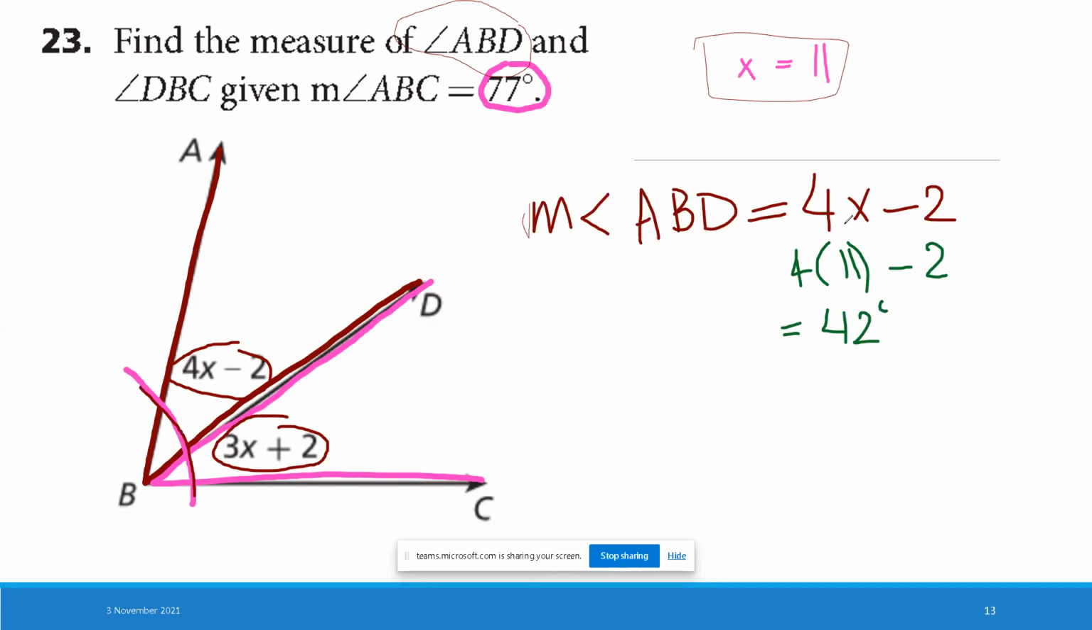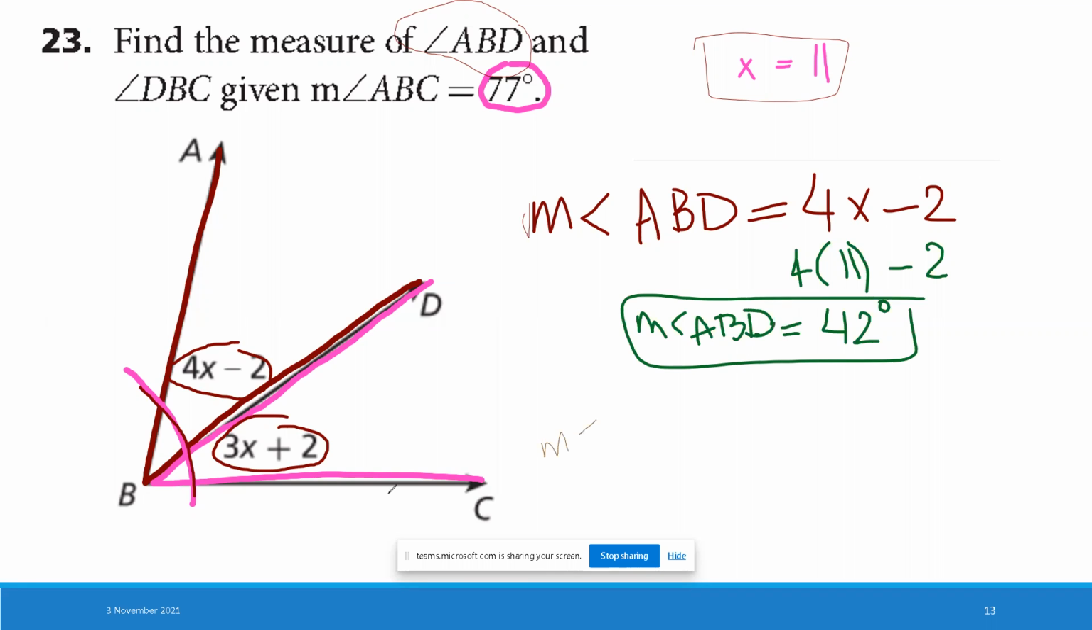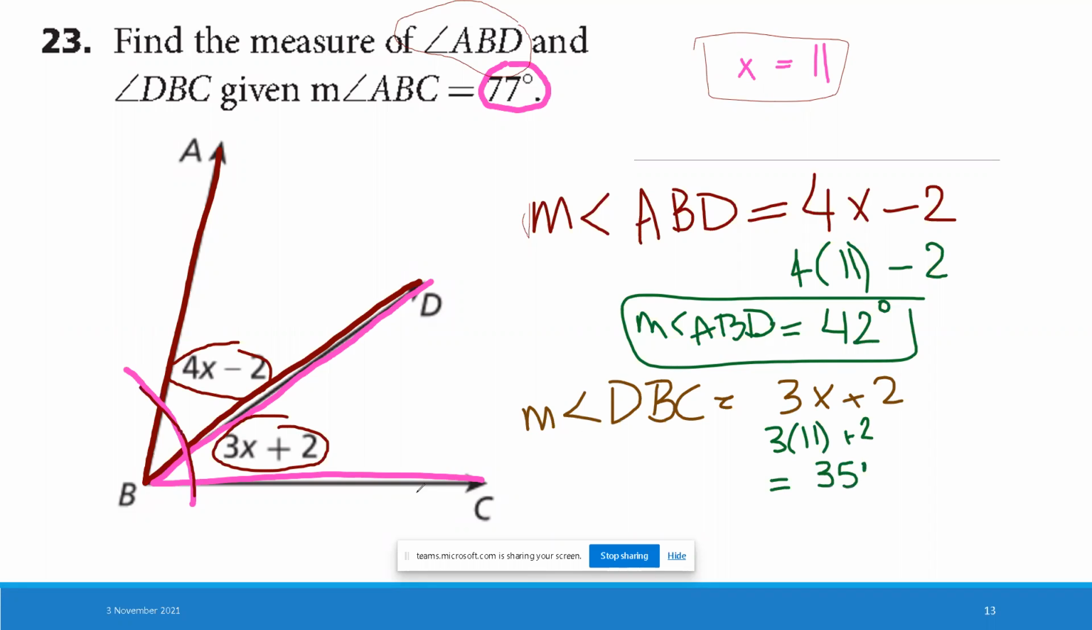Okay, you're welcome. Now, Mayar. Yes, Mayar. What is the measure of the angle DBC? The measure of the angle DBC is 3x plus 2. So what do you have to do now? Bravo. So you substitute 11. So it's going to be 35 degrees. Thank you, Maria.